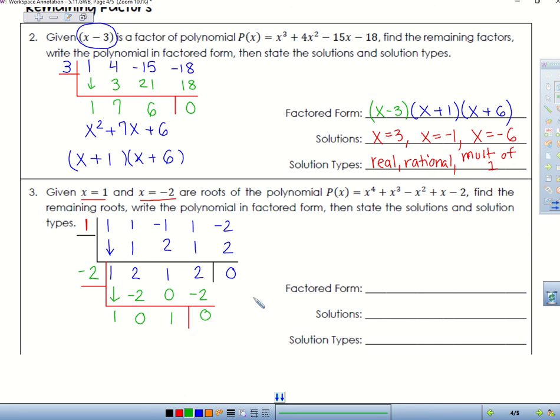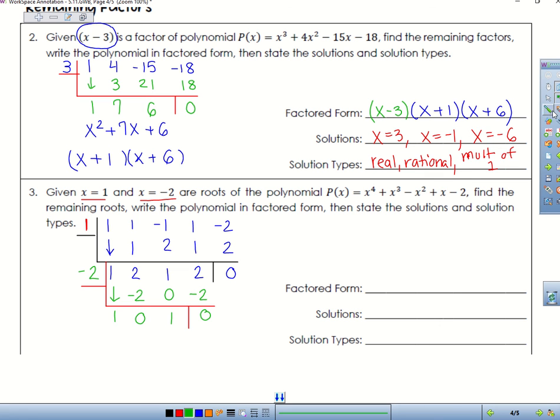Now here's a really important concept. You can only use multiple synthetic division when you get a remainder of 0. If you get anything except for 0, you don't want to do this, okay? It gets way too confusing. So only do this when you get a remainder of 0. Has everyone got that? Okay.